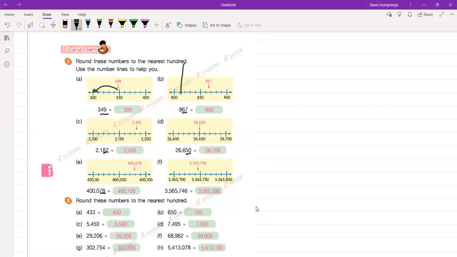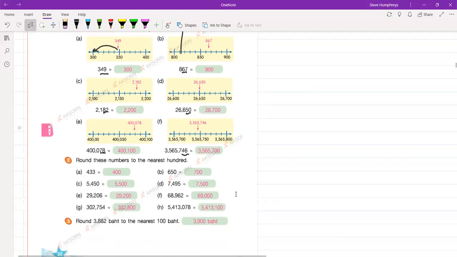And here we have a 7-digit number, 3,565,746. Okay, don't worry about a big number. Look at the last two digits. That will tell you what to do when you're rounding to the nearest 100. Here, the last two digits are 46. That tells you whether to round up or round down.